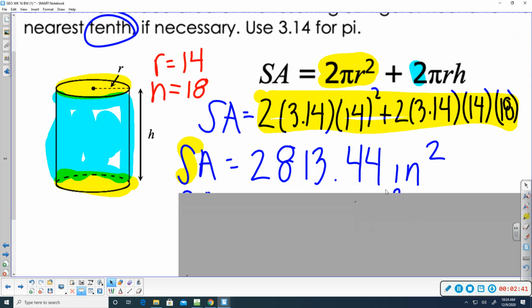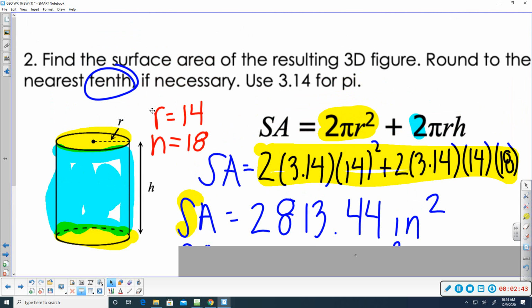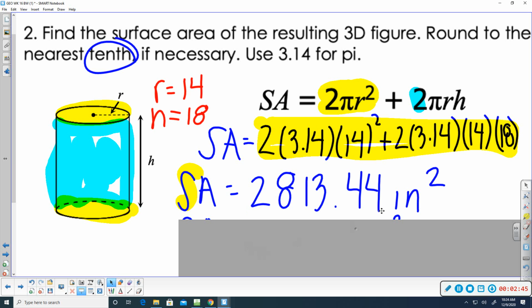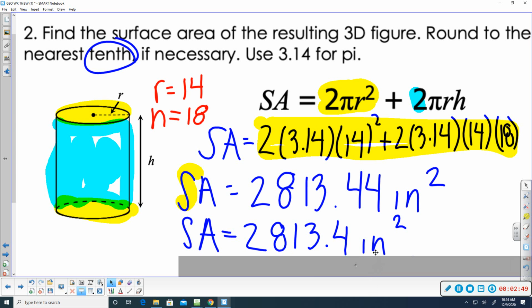But we know that we need to round to the nearest tenth. So the nearest tenth, that's one digit after the decimal point. So surface area is 2,813.4 inches squared. Surface area is two-dimensional, so it's square units.